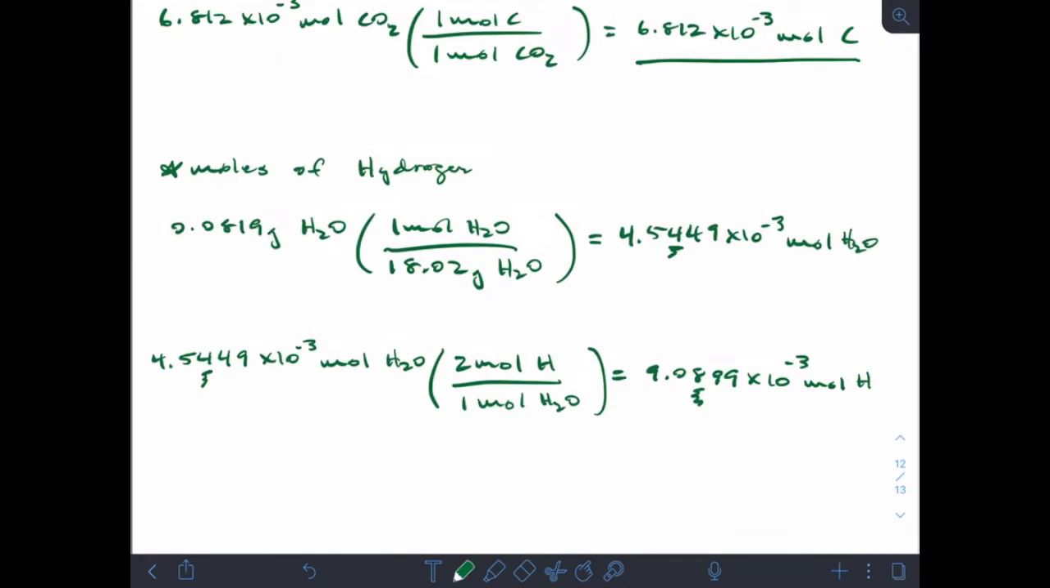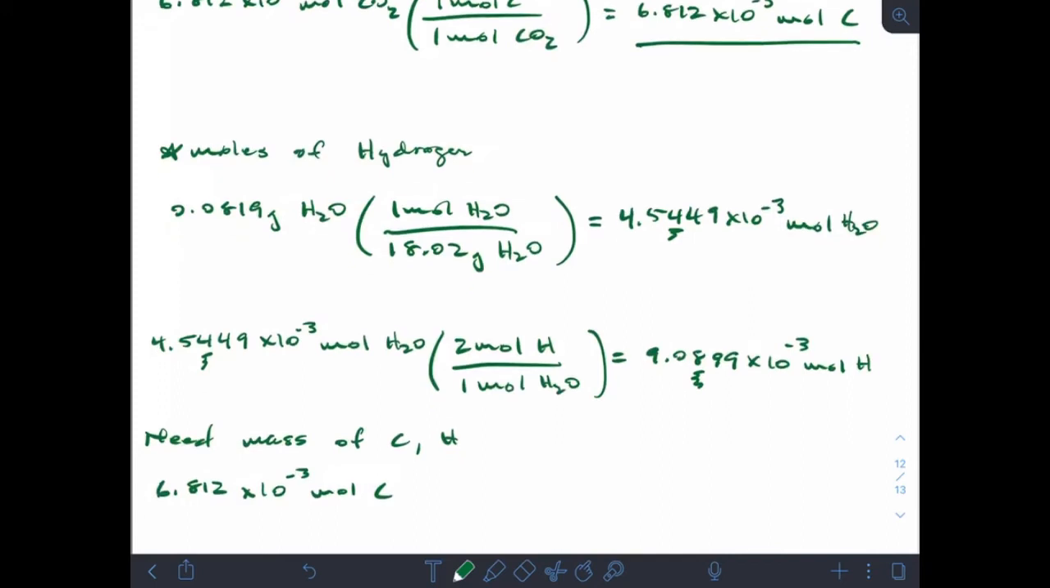All right, so I've got 6.812 times 10 to the minus 3 moles of just carbon. So what we're doing is we need mass of carbon and hydrogen. Okay, so I need to get from moles of carbon to grams of carbon. So 12.01 grams of carbon in 1 mole of carbon gets me 0.0818 grams of carbon.